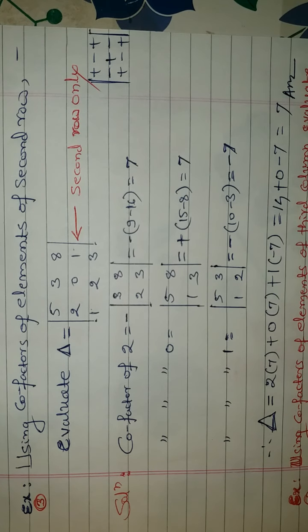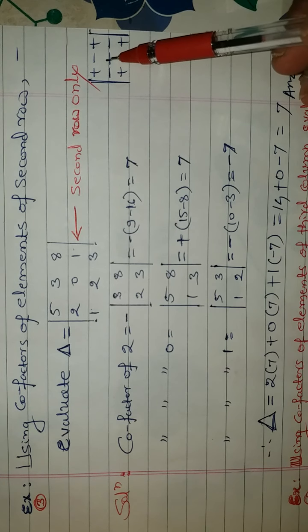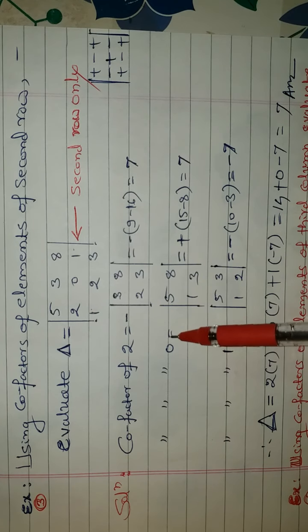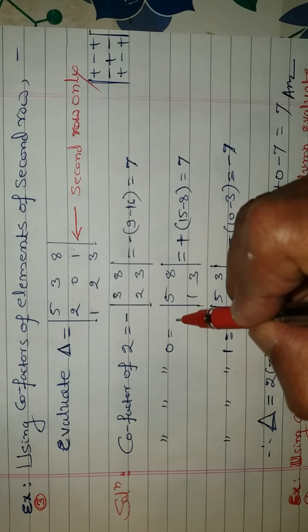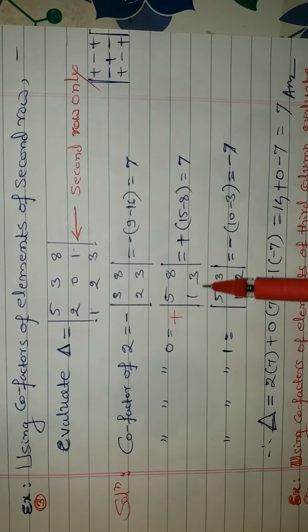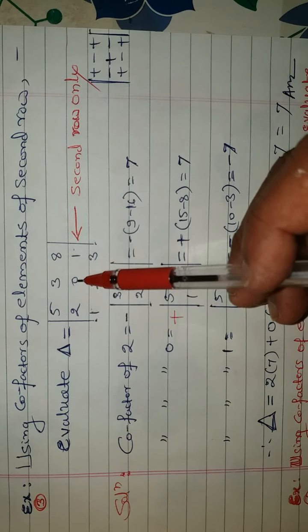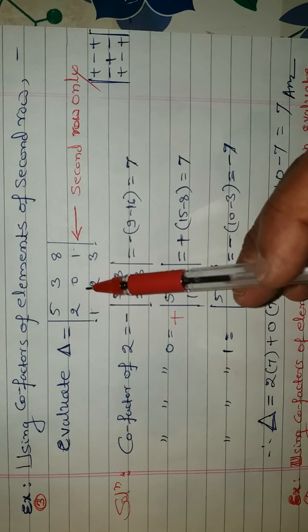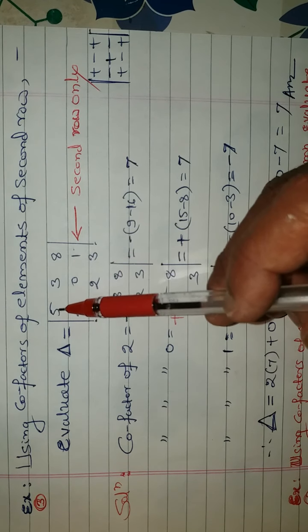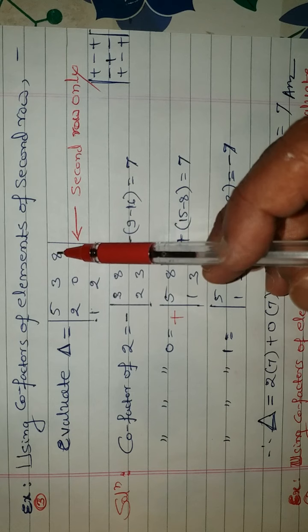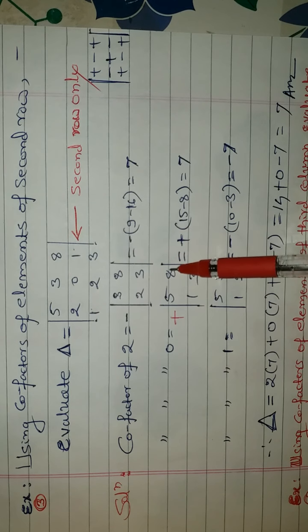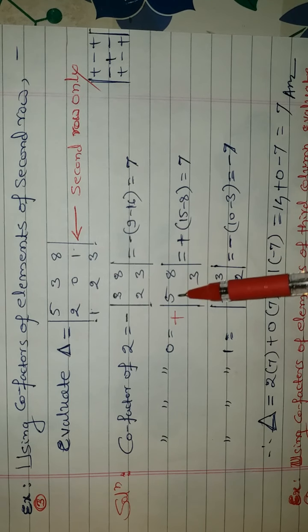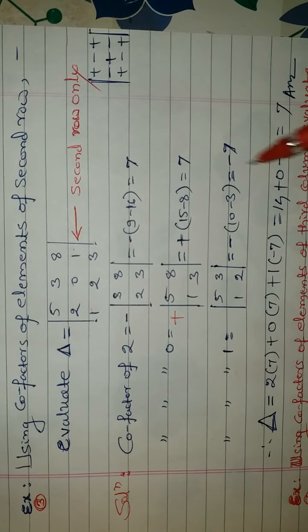So, the cofactor of the element 0, because according to the rule, the sign becomes plus. Here plus, into the 0 element. The 0 element lies in the second row, second column. You leave the second row, second column. Write down the remaining elements 5, 8, 1, 3. Cross multiply, evaluate this determinant value which gives 7.